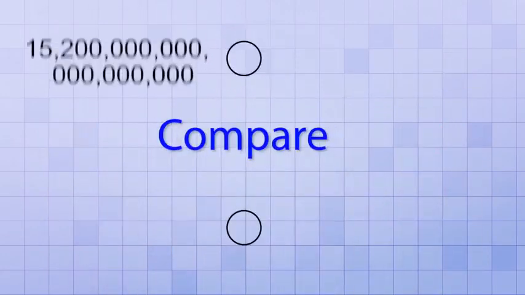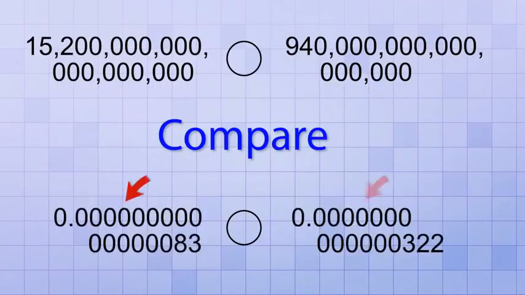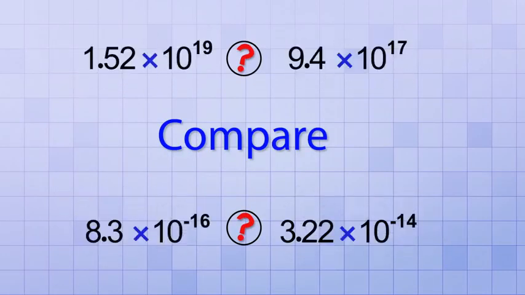And if you're comparing two really big numbers like these two, or two really small numbers like these two, it's hard to tell at a glance which is actually bigger or smaller. But if you see them in scientific notation, it's easy to see that this number's order of magnitude is bigger than the others, which means that it's bigger. And this number's order of magnitude is less than the others, which means that it's smaller.